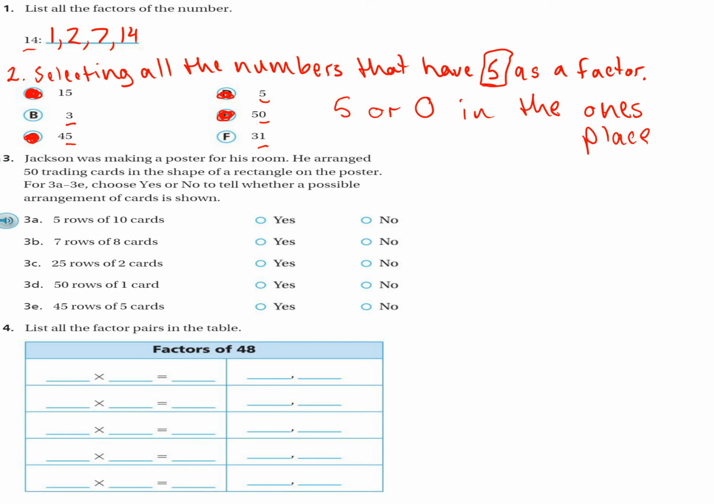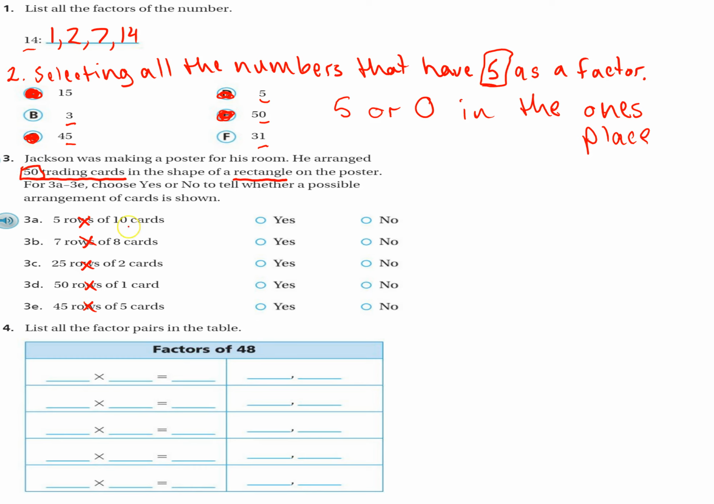Jackson was making a poster for his room. He arranged 50 trading cards in the shape of a rectangle on the poster. Choose yes or no to tell whether a possible arrangement of cards is shown. Now, this is just showing arrays, so really you can think of this as times. All of these are like times, and then you're trying to see if it equals 50.